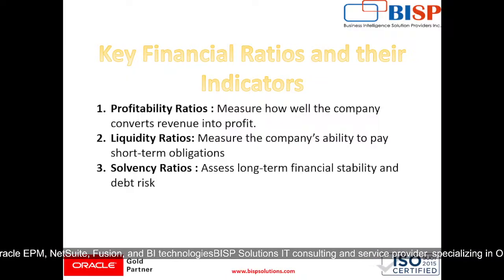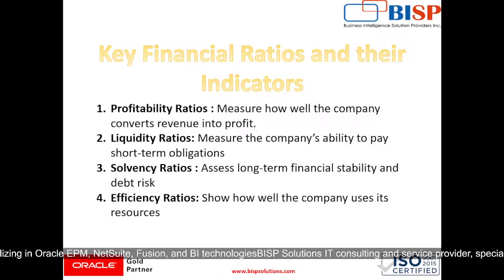Then comes the solvency ratio, which means leverage ratio. The purpose of the solvency ratio is to assess long-term financial stability and debt risk. For example, the debt to equity ratio and the interest coverage ratio come under solvency ratios. Too much debt is risky. A healthy solvency ratio shows the company isn't overburdened with loans.